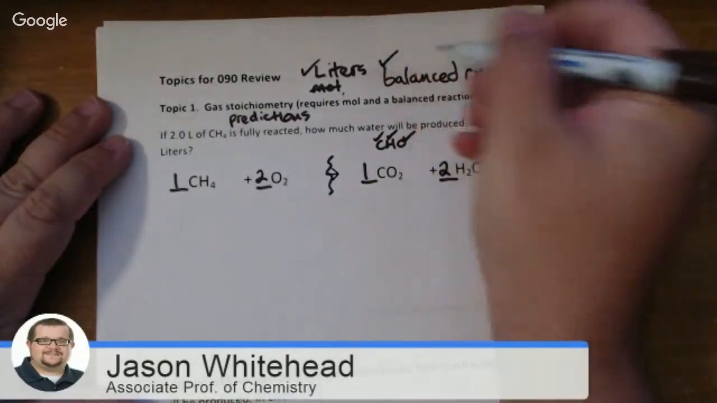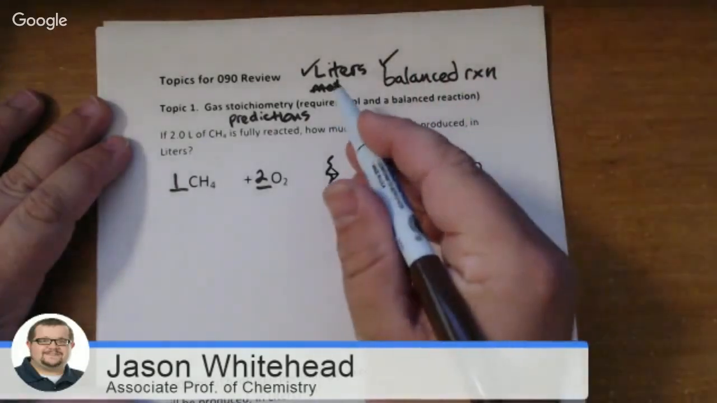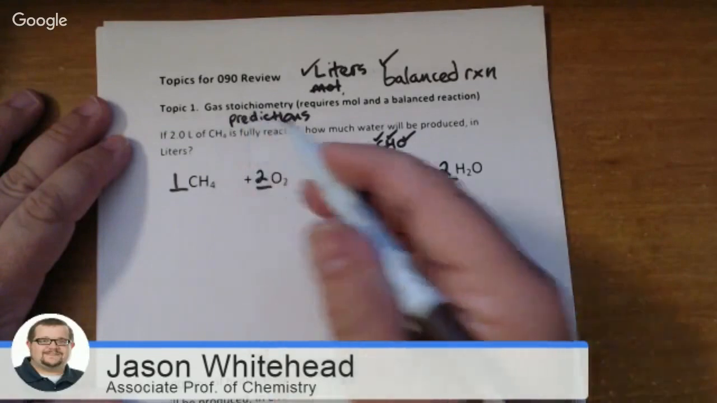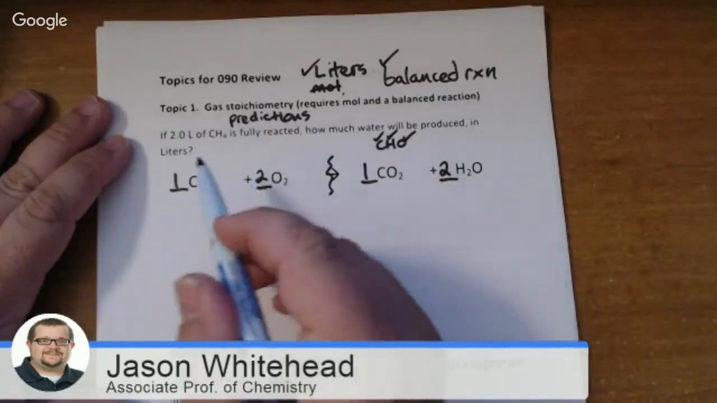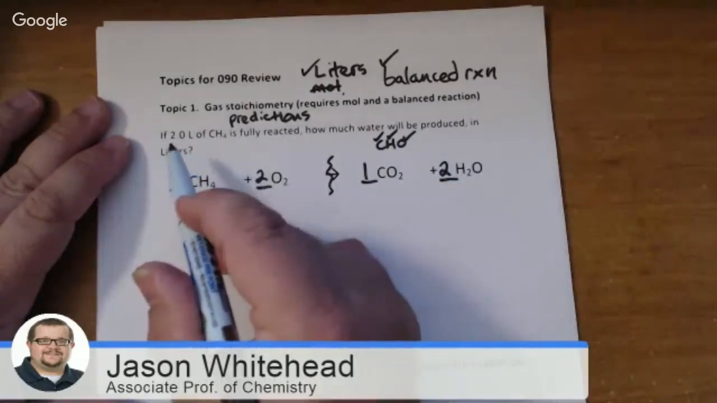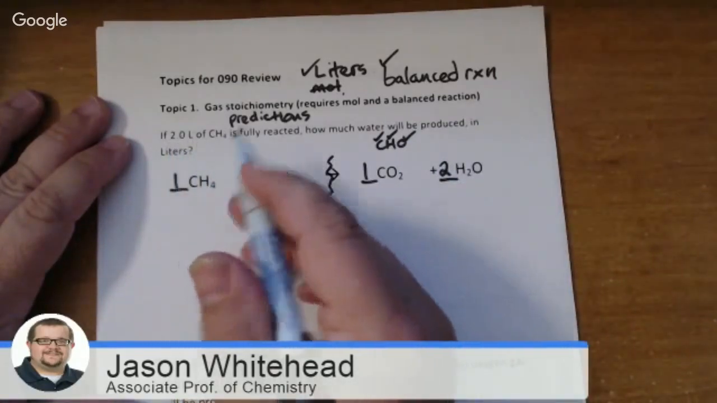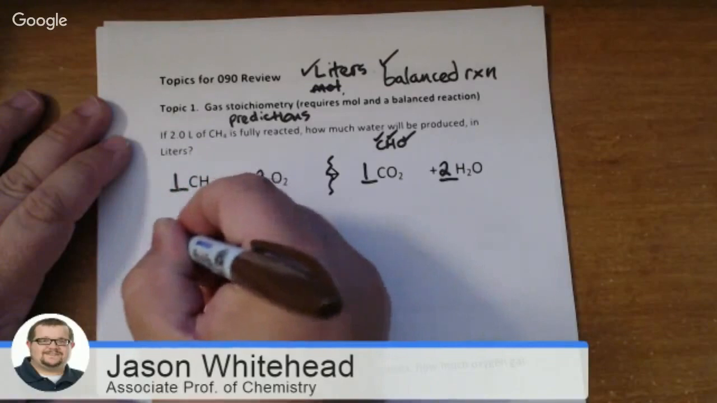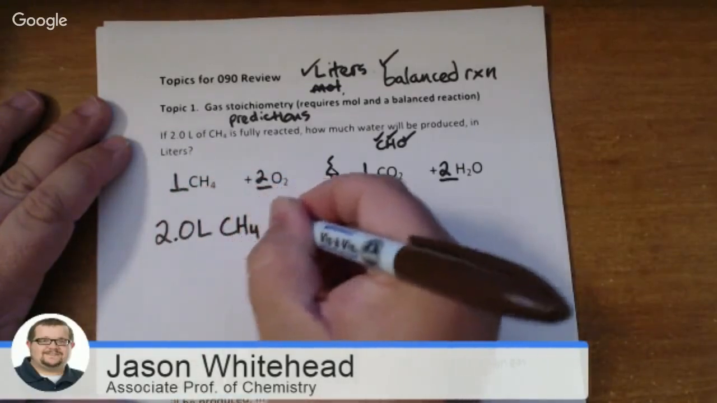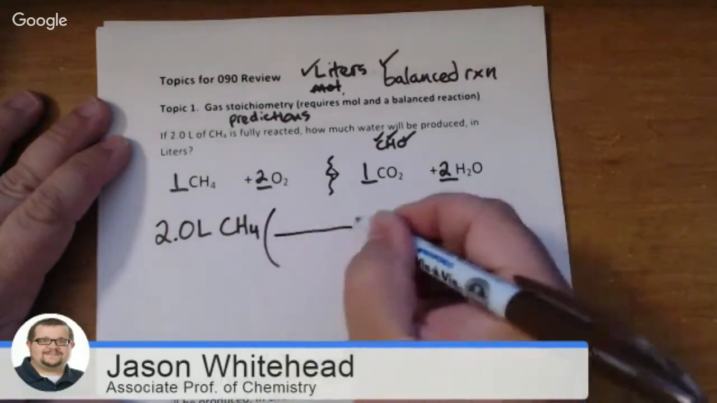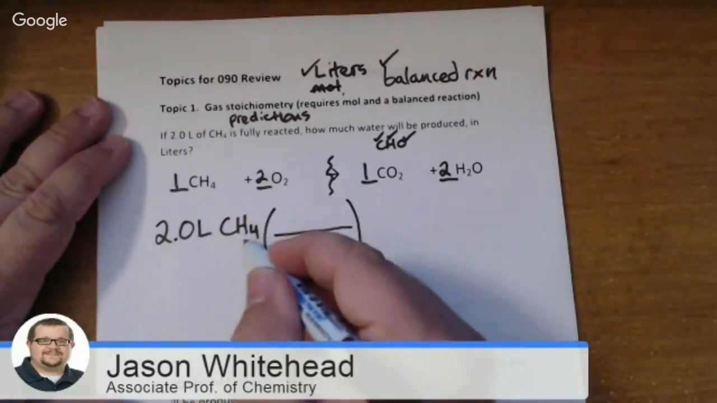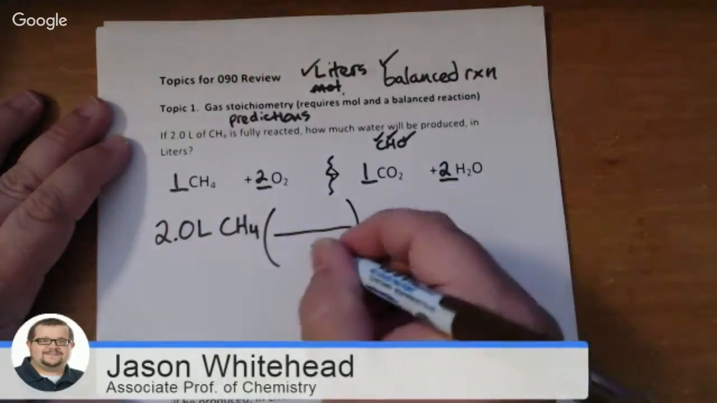So I can check that off. I've got liters, so I have everything I need to do stoichiometry. I'm going to start out with what they gave me. In the whole question, there's only one number that they give me, and that's 2 liters of CH4. So I'm going to write 2 liters of CH4. Now this is where having a balanced reaction comes into play. I want to cancel liters of CH4, so I'm going to put that on the bottom.